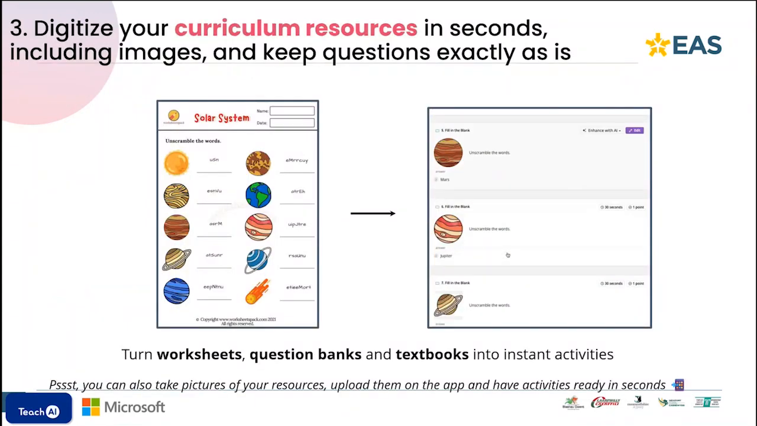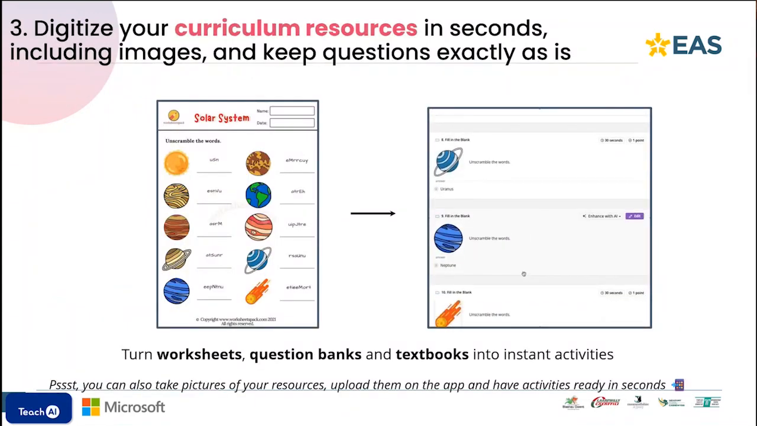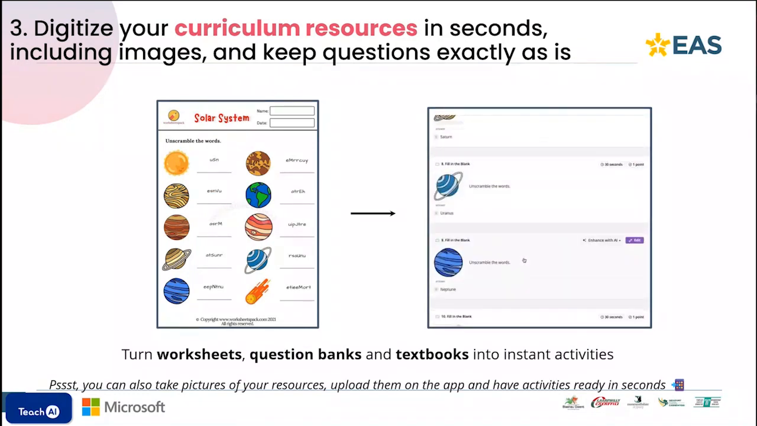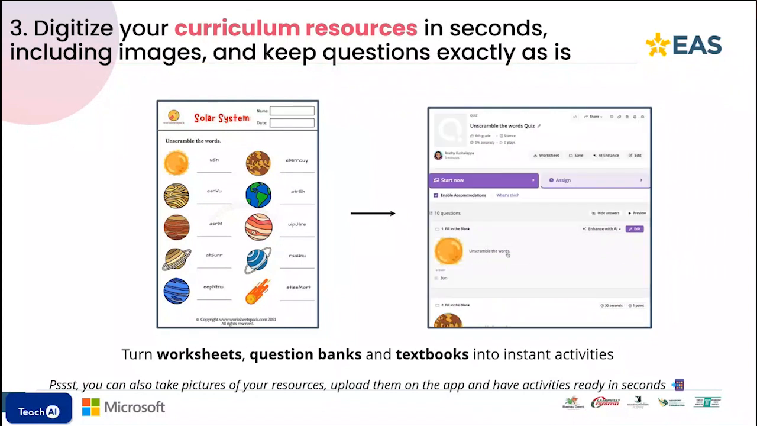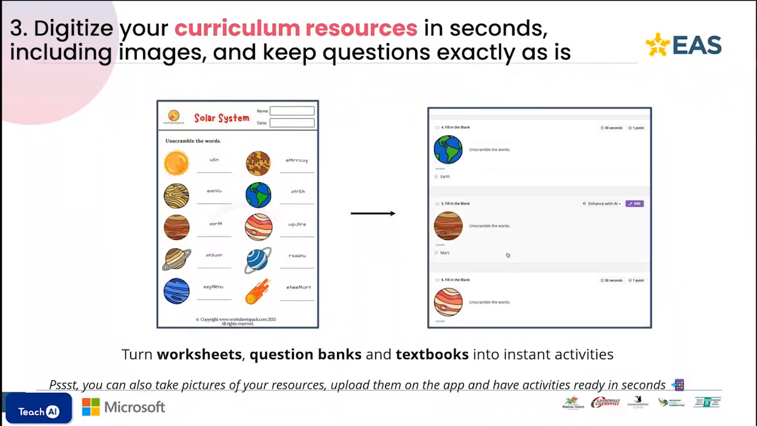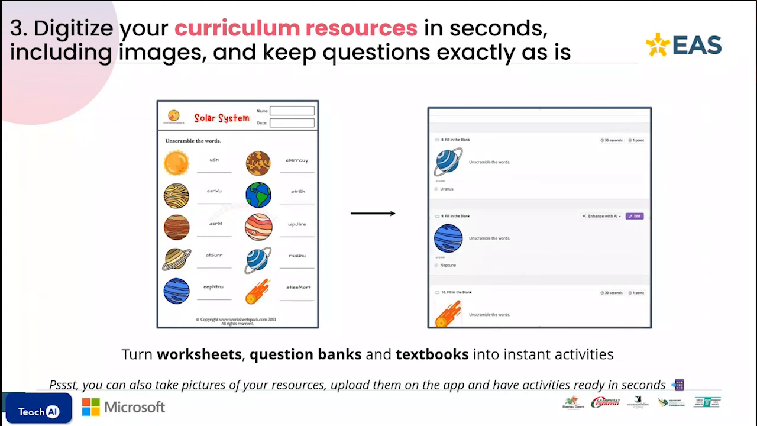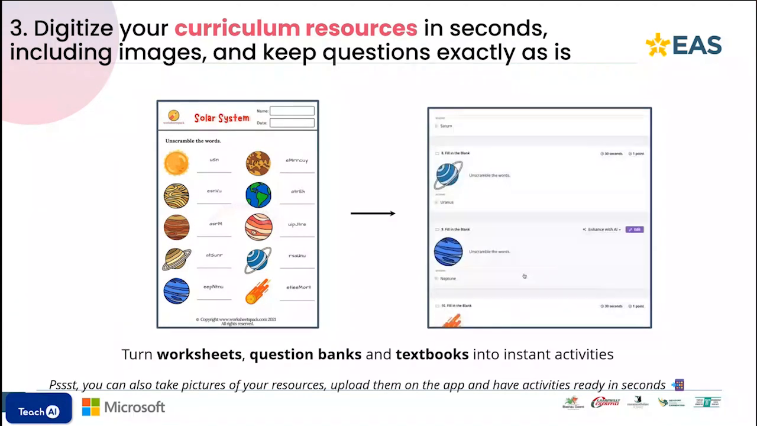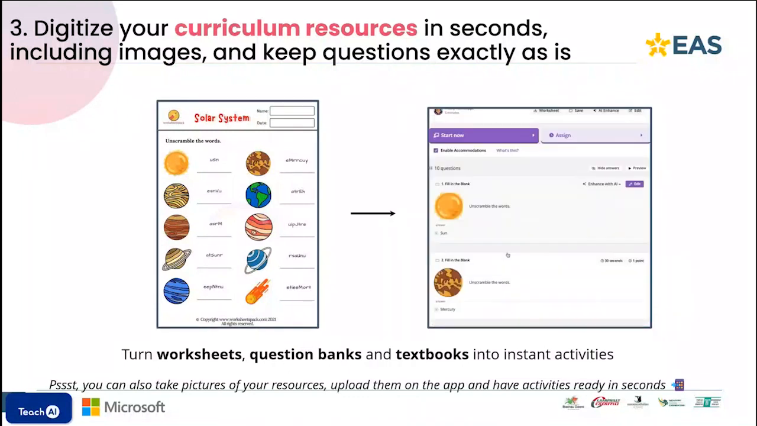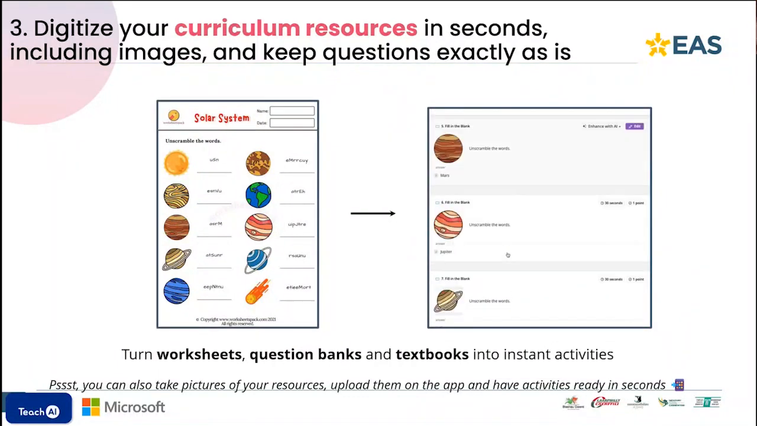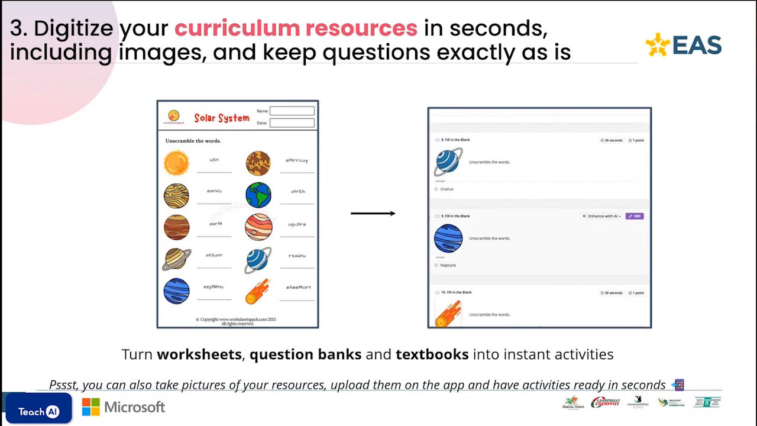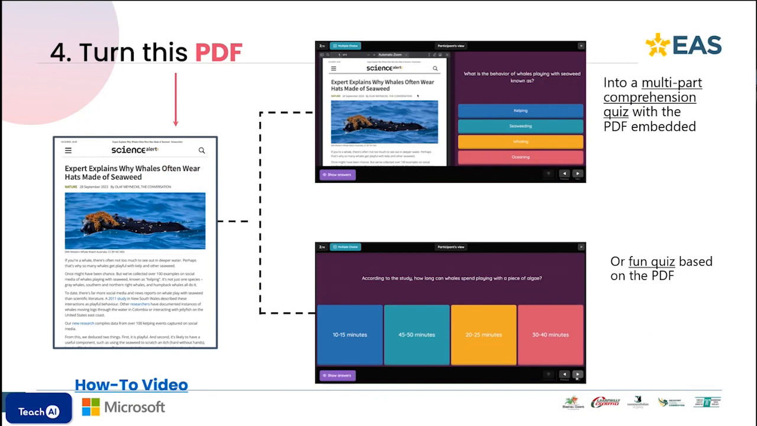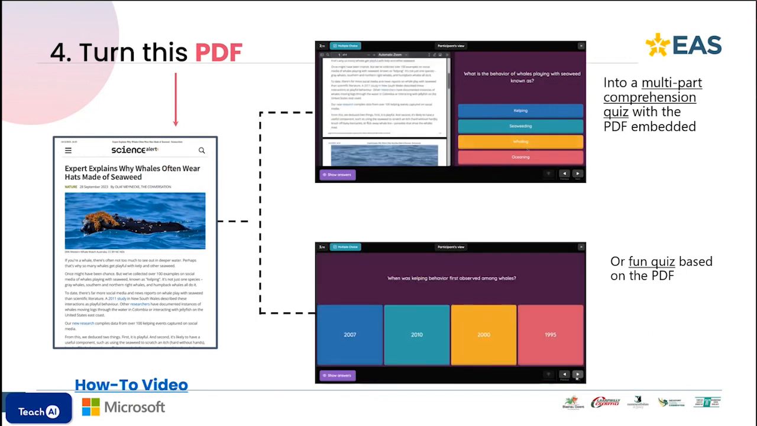We can also take some of your curriculum resources, such as images, and turn them from worksheets, question banks, and textbooks into instant activities. As you can see here on the left-hand side, they've uploaded an unscramble the word task. On the right-hand side, that has been turned into a worksheet. It's identified the questions and the answers for you, and that can now be pushed out to your learners for more engaging, interactive content.